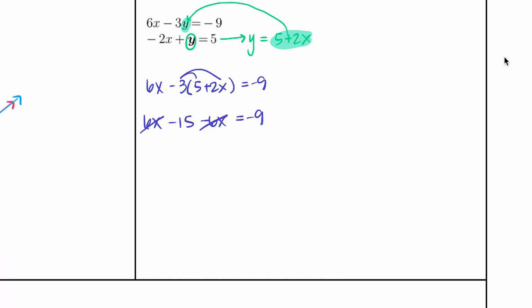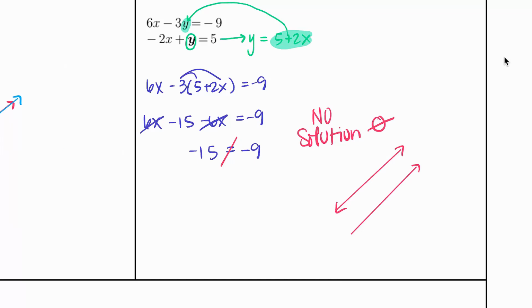6x minus 6x gives me 0, and I'm left with negative 15 equals negative 9. Okay, there's nothing left to solve for. There's no variables left, but we are left with a not true statement. If we have no more variables, but we have a not true statement, we have no solution. That means that there's not an x and a y value that will make both equations true. It's like we have parallel lines. They're never going to intersect, so there is no solution.